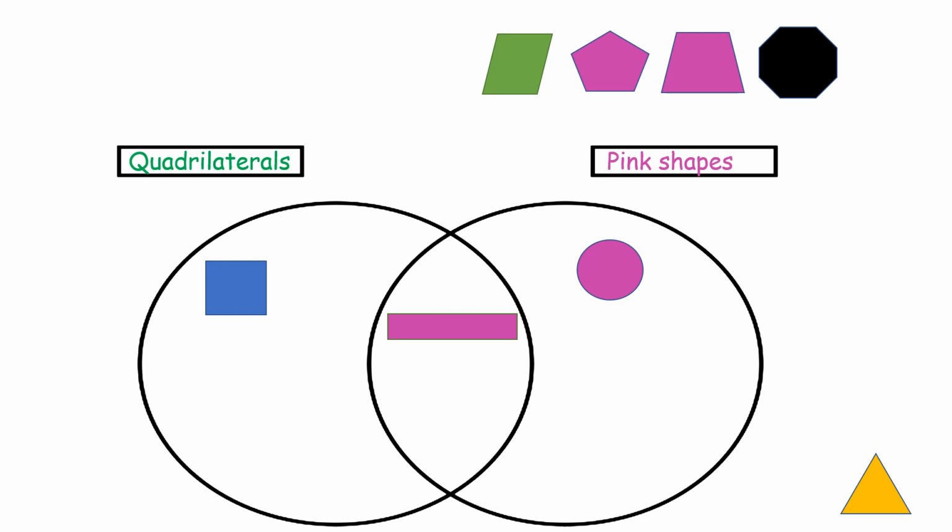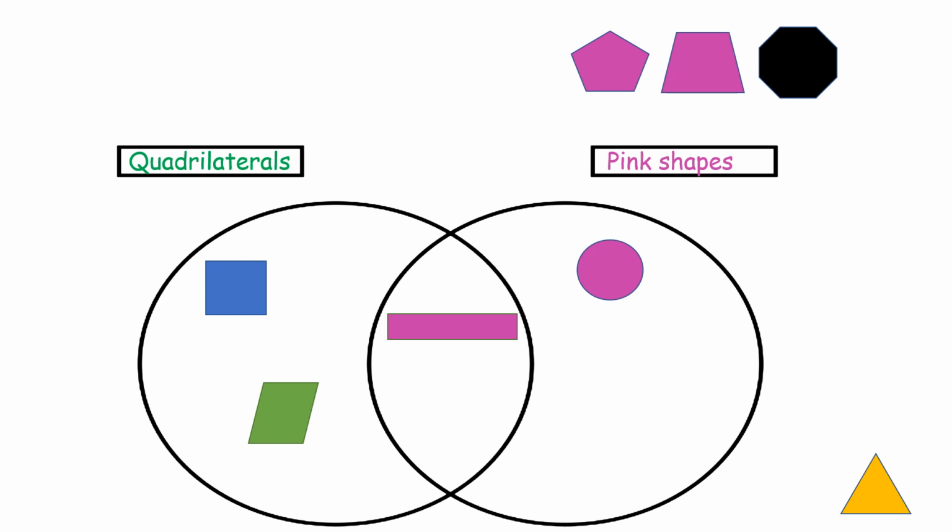What about the next shape? Do you know what shape this is called? This is a parallelogram. Now this parallelogram is 4-sided, as it's a quadrilateral. So we know this shape is a quadrilateral. Is this parallelogram pink? No, it's not. So where do you think it belongs? Good, it belongs over here.